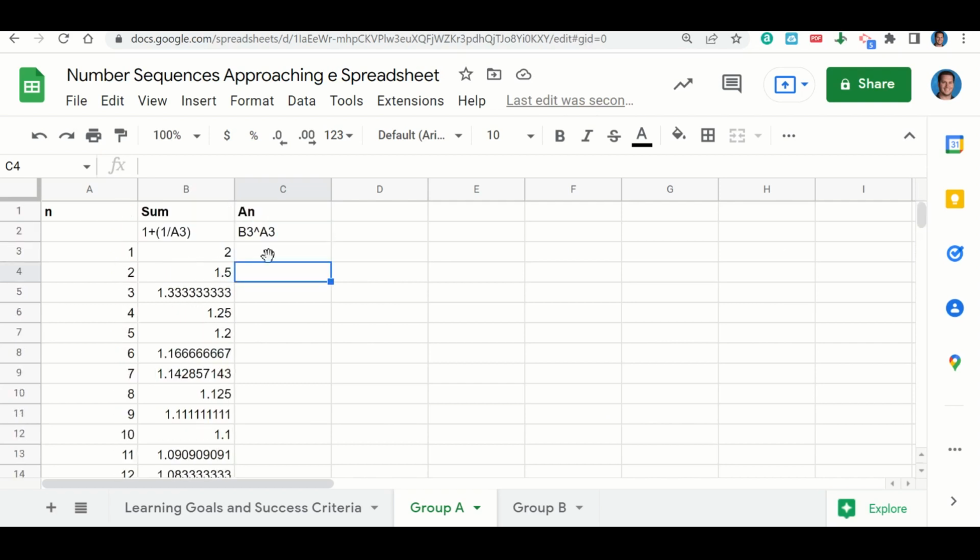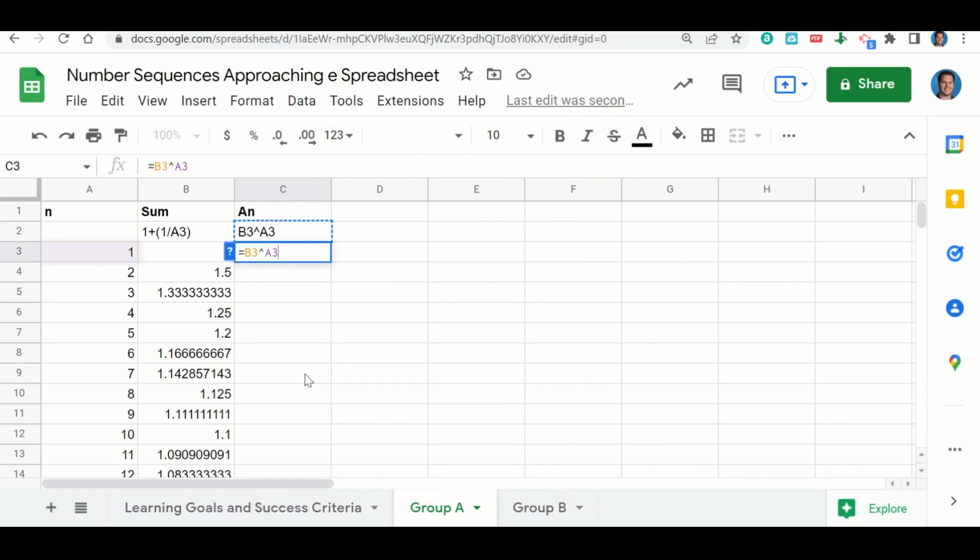Then I'm going to go back, and I want to know what a sub n is. This is what I actually want to know. So I'm going to go ahead and do the exact same thing. So I'm going to copy this. So I'm going to right click and copy it. And I'm going to go here and put equals, and I'm going to paste it.